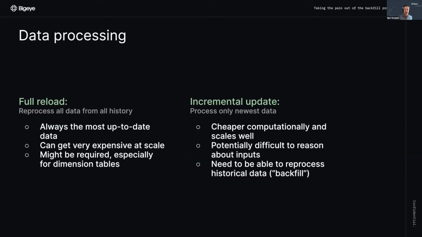Maybe you can reprocess all of your history, but at some point you're going to scale to the point where it's prohibitively expensive from a computational perspective to actually reprocess your orders table. And that's why there are incremental updates, which is processing only the newest data that is available to you. So this is something that is cheaper computationally and it scales really well, but the logic around it becomes much more difficult because you have to start reasoning about what inputs you need in order to correctly process the right amount of new arriving data.